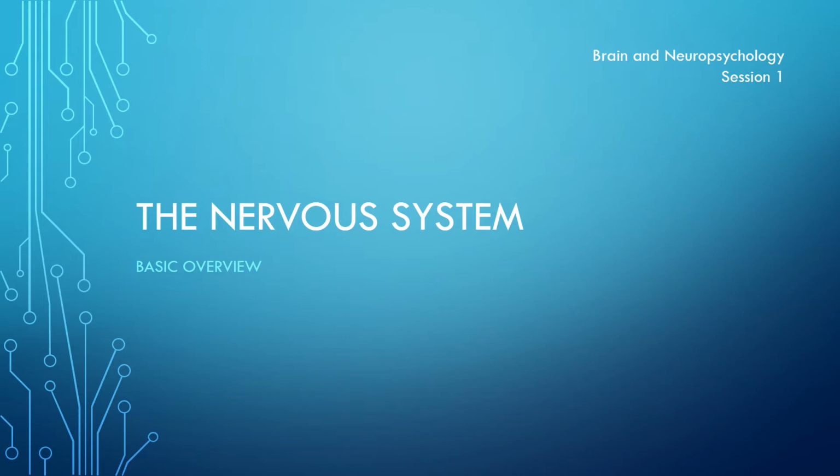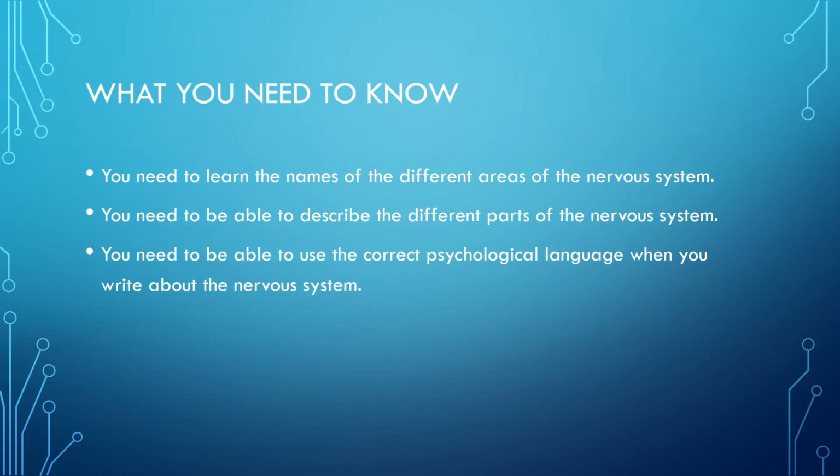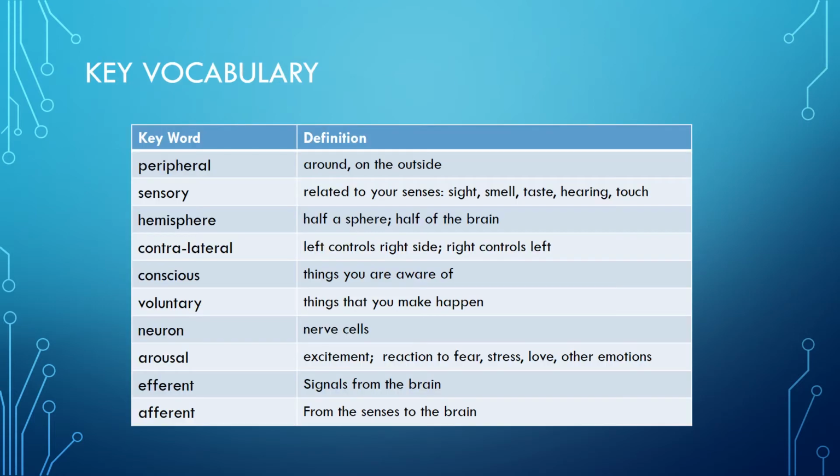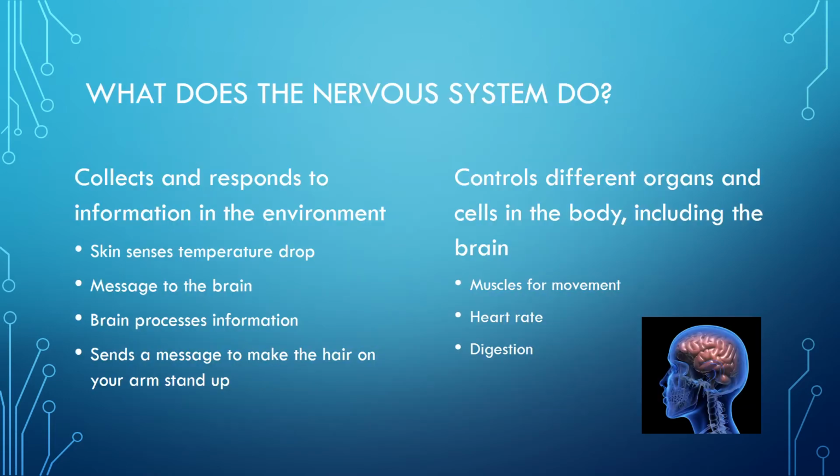So this unit is now the brain and neuropsychology unit. And this is session 1. What we want to do in this session is give you a basic overview of the nervous system. We need to learn the names of the different areas of the nervous system. You need to be able to describe the different parts of the nervous system. And then you need to be able to use the correct psychological language when you write about the nervous system. There will be, for each of these sessions, a set of key vocabulary.